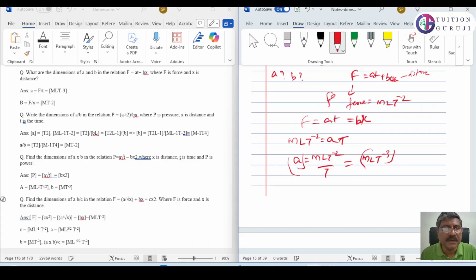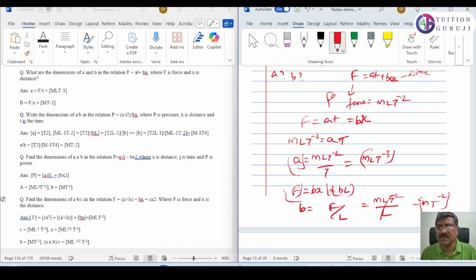Now again, F is equal to BX, which is equal to BL. So B is equal to F by L. So it will be MLT raised to minus 2 divided by L. So it will be MT raised to minus 2.